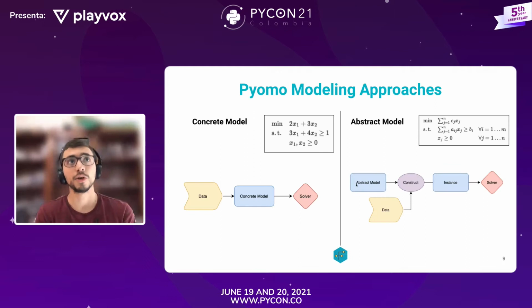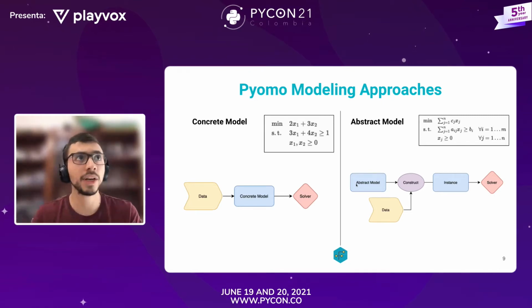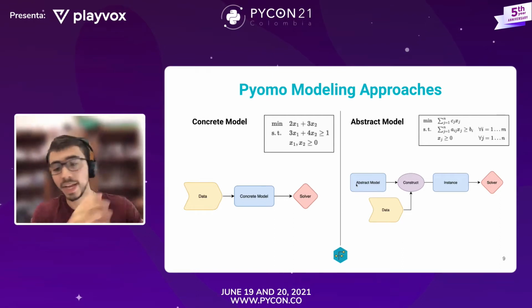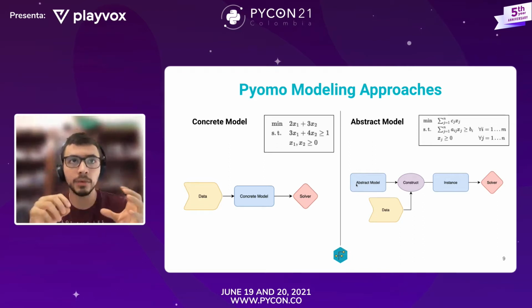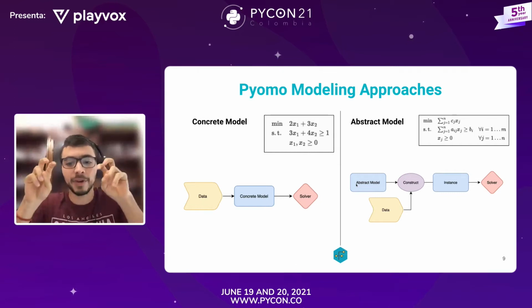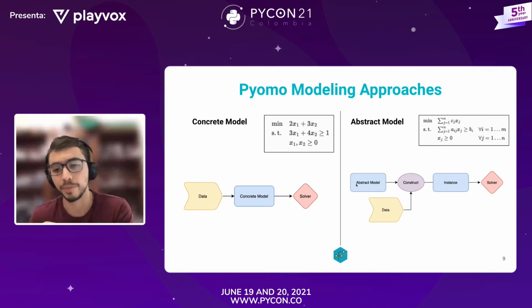Okay, let's keep going. Let's look at Pyomo. Pyomo has 2 modeling approaches: the concrete model and the abstract model. With the names, we can figure out what they mean, but let's look at it. On the concrete model, we have the data, and then we pass the data to the model. So we have built the model, and then we pass that to the solver. Here, the data is defining the dimensions of our model, and then we pass it to the solver.